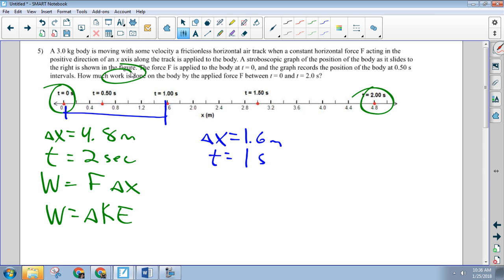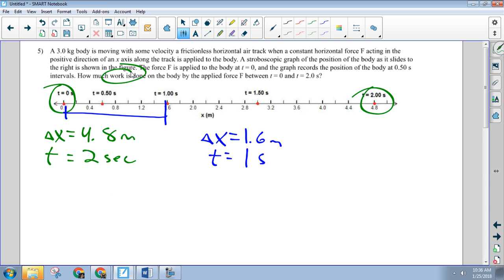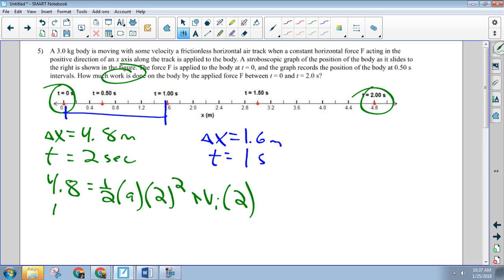All right? And then let's write an expression that relates the displacement to the time. So I'm going to use the 1/2 AT squared equation. All right? So you end up getting 4.8 equals half of my acceleration times my time squared plus VI times time. So if you simplify this, it gives you 4.8 equals 2A plus 2VI. Does that make sense?